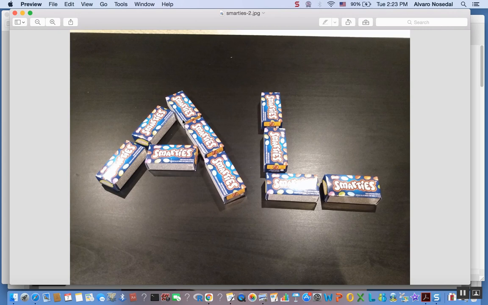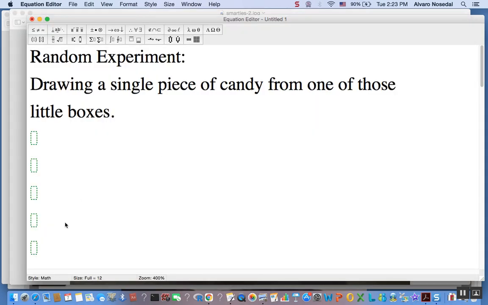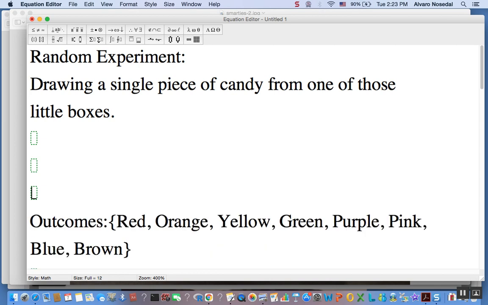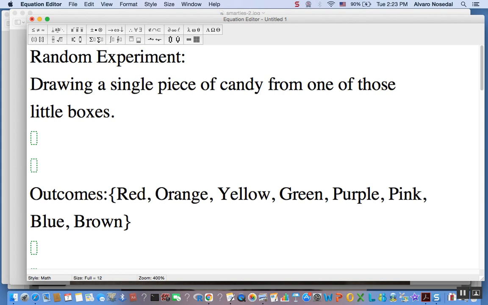So, our first step in formulating a probabilistic model for this experiment will be providing a list of possible outcomes, that is, the sample space. Well, it turns out that in this case, that is the list of possible outcomes. One of 8 colors: red, orange, yellow, green, purple, pink, blue, or brown. Okay?